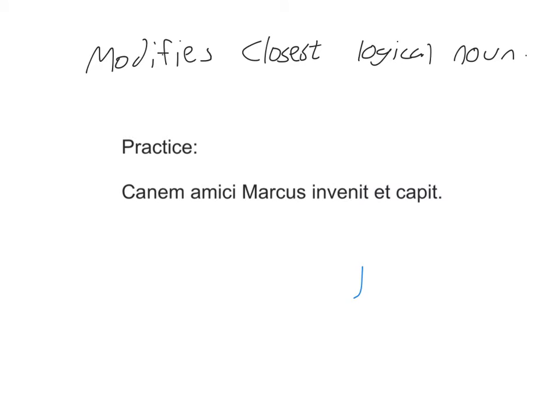Just like in the last one, we have to label everything first. So here we have an accusative, and it's the DO. We see amici. Amici could be nominative or genitive. We don't know yet. But then when we see Marcus, we see, oh, that's nominative. Okay, and only nominative, so that means that this one cannot be nominative, has to be genitive. And then we see invenit, okay, that's a verb. At means and, and then capit, again, another verb. So this at connects two verbs. Boom and boom. All right.